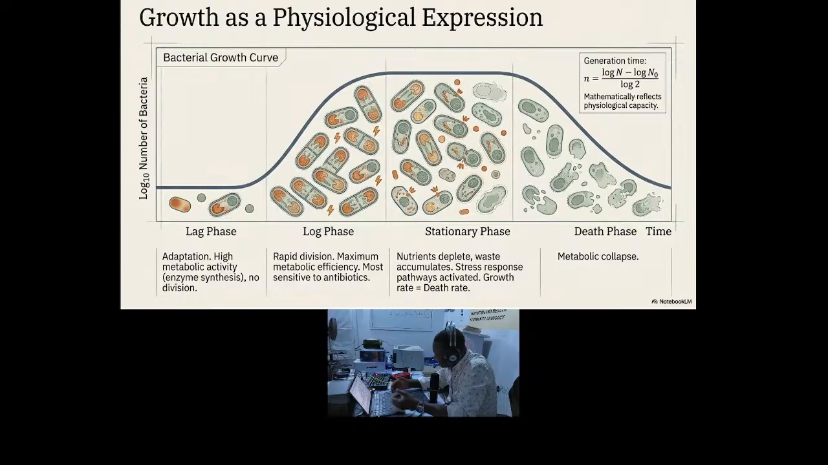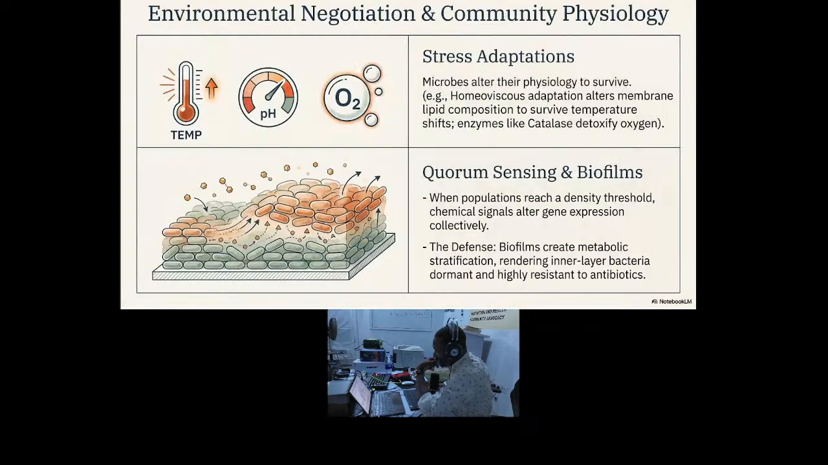It's just like the time of old age, when you see that everything is becoming wasted. The number no longer grows. What will dominate is death, and death, and death, until the final stage. So, the environmental negotiation and community physiology.